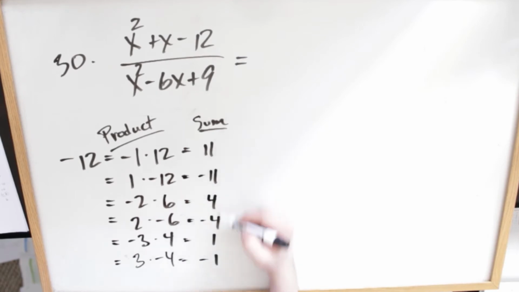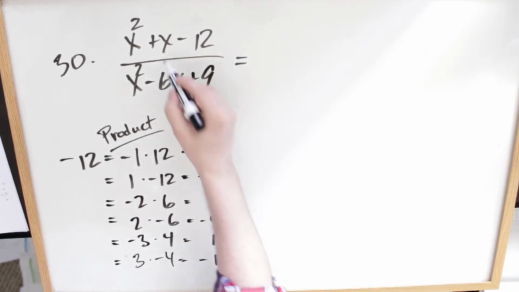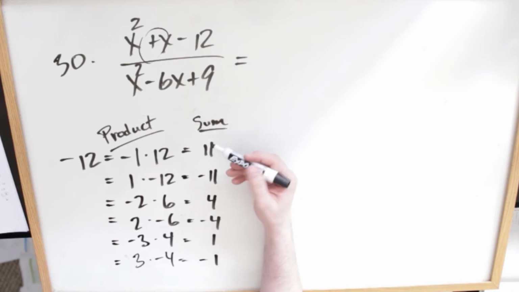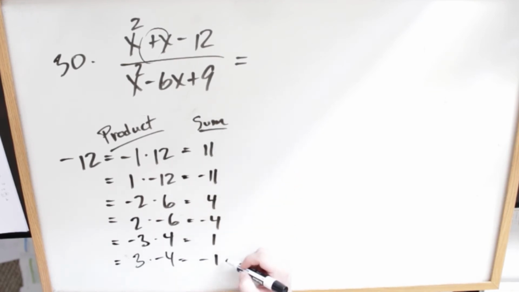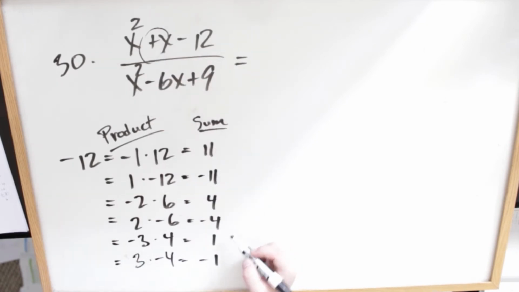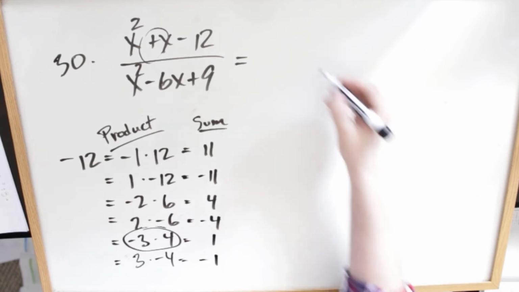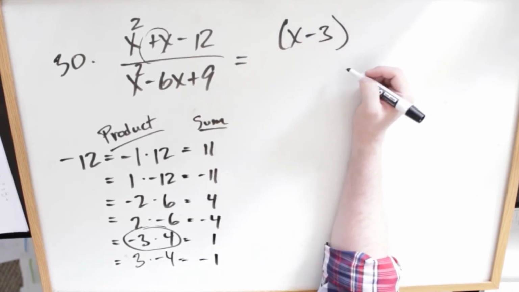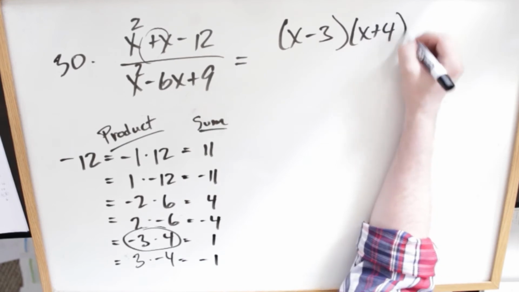Now this number is important right here because we need to look to see what the coefficient of that middle term is. And that's going to determine what our sum is that we're going to use. We want it to be equal to whatever that coefficient is. So I've got 1 right here. This is the one that we're going to use, which means my factors are going to be minus 3 and 4. So I can rewrite the numerator as x minus 3 times x plus 4. Okay.